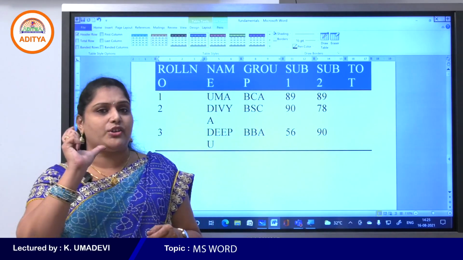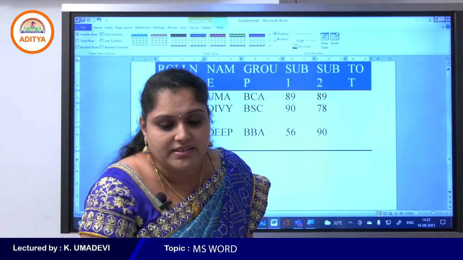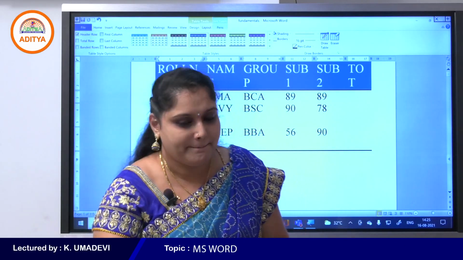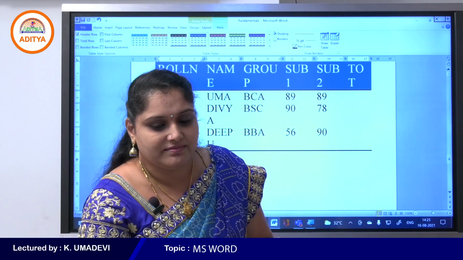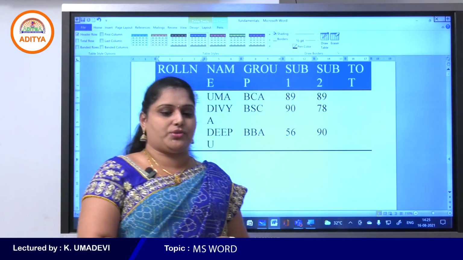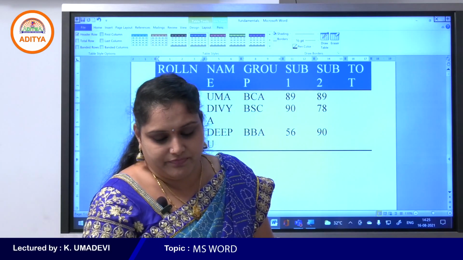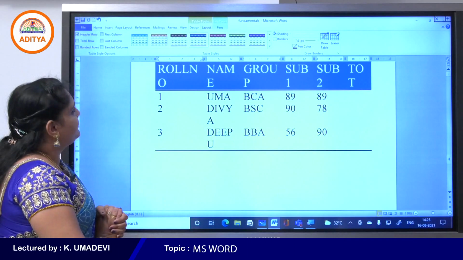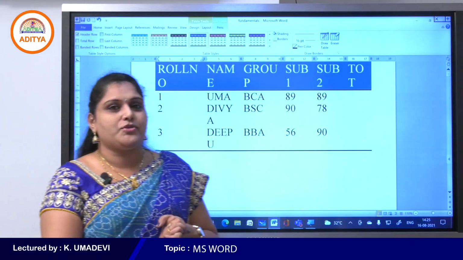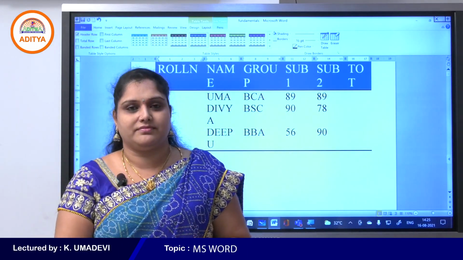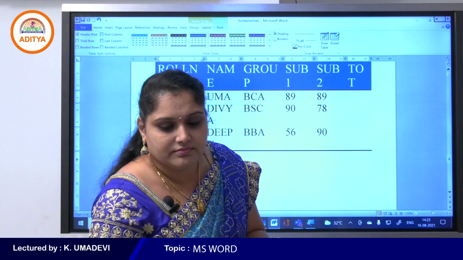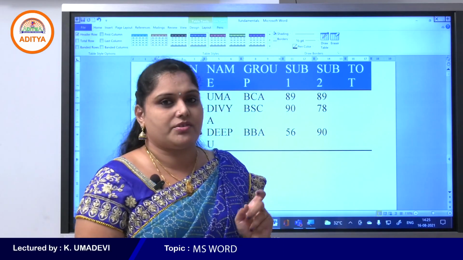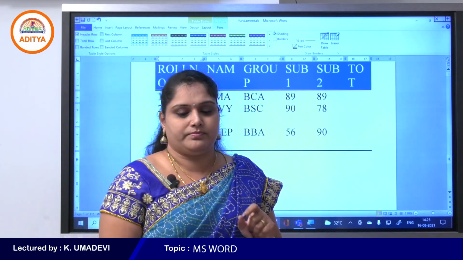So what is meant by banded rows? There are 6 options. Can you tell me the names of the table style options? Banded rows means alternate rows. Banded columns means alternate columns. So what is meant by total row?